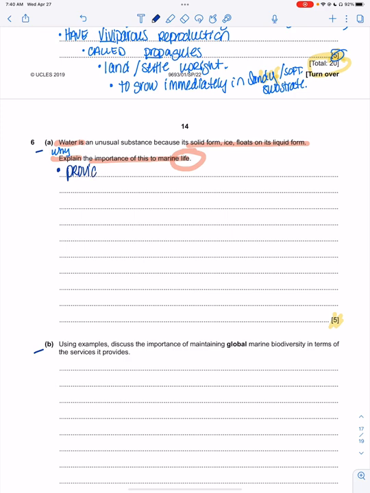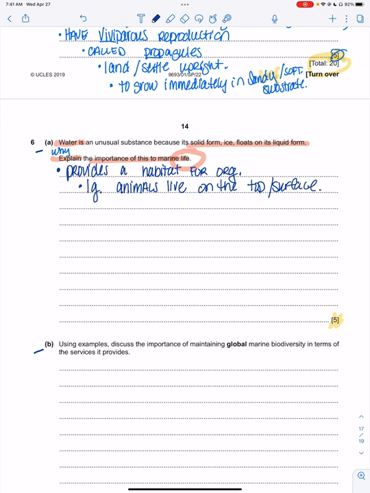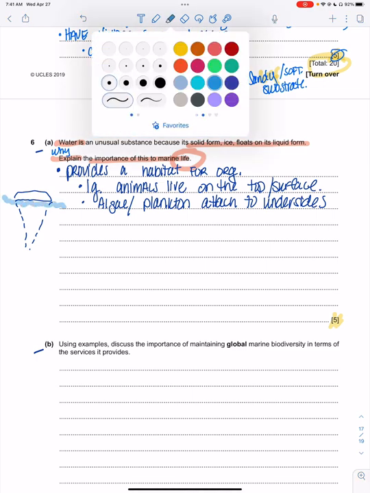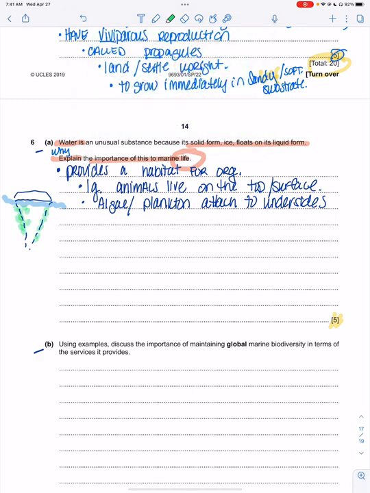Okay, so it provides habitat for organisms to live on. And then within that, we could say large, on the top of it or the surface. Those are called ice algae. Go figure.